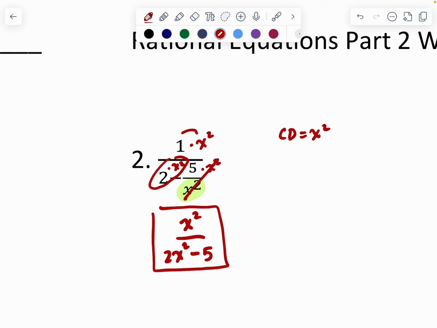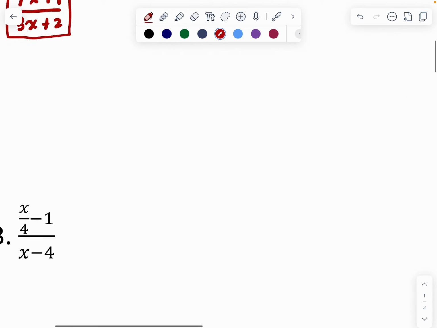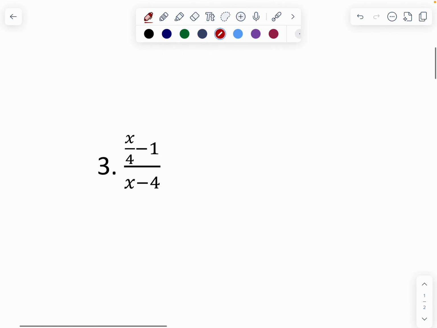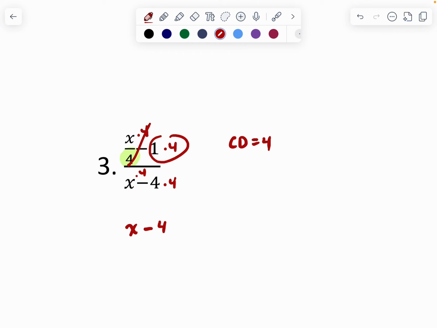All right, let's look at number 3. What's the only denominator that I see? I only see a 4. So that is going to be my common denominator, so I'm going to multiply everything by 4. I'm going to multiply this by 4, this by 4, this by 4, and this by 4. So these will cancel out, leaving me with x minus 1 times 4 is 4, all over x times 4 is 4x, and then minus 4 times 4 is 16.